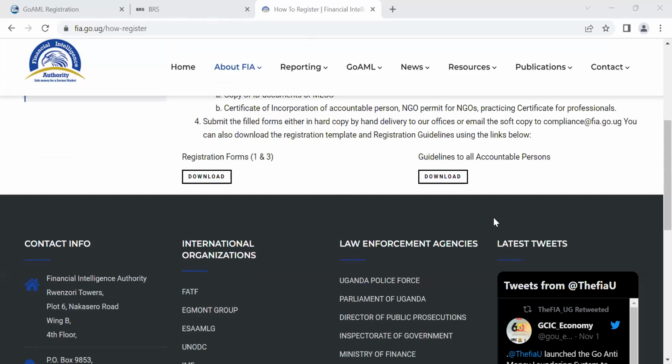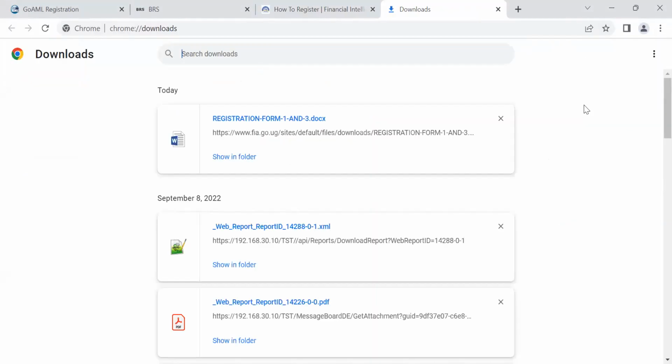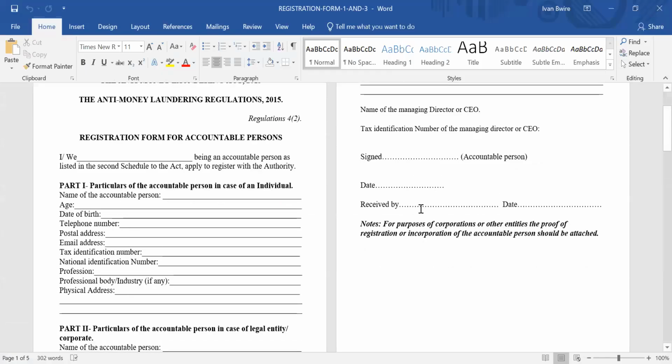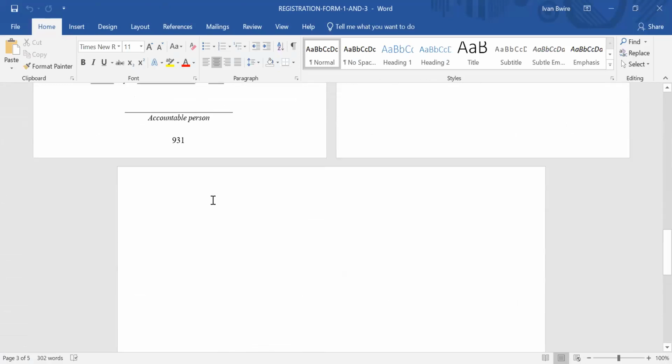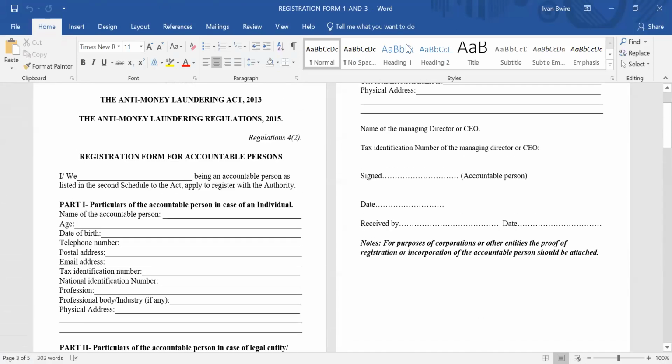It's a document. I seem to have closed them. Let me open them. So that's how they look like, Form 1 and 3. Form 1 is the organization. Form 3 is money laundering. So this you fill in and you also attach.